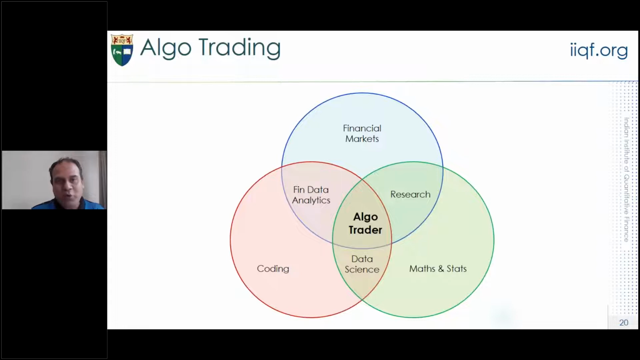Second, if you are someone who knows coding, let's say you're from the IT industry, you know coding, but you don't understand financial markets, then you are just a programmer, right? But if you know financial markets, then you become someone who does financial data analytics, because now you can apply your coding skills to financial data analytics.